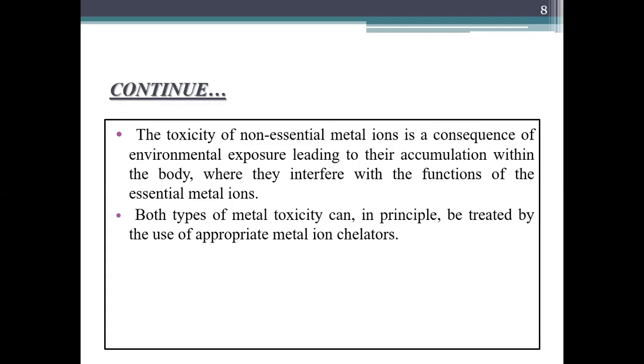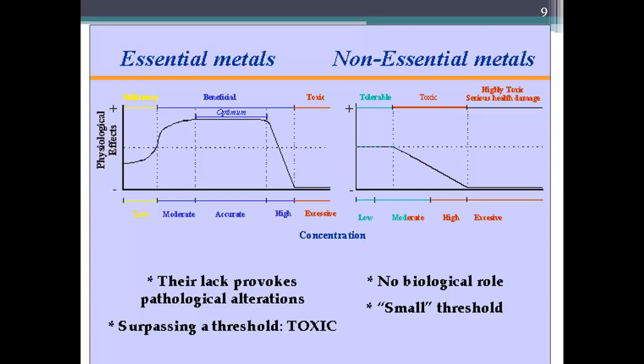The toxicity of non-essential metal ions is a consequence of environmental exposure leading to accumulation within the body, where they interfere with the functions of essential metal ions. Both types of metal toxicity can in principle be treated by the use of appropriate metal chelators. The figure presented in the slide shows essential and non-essential metals and their concentration at moderate, high, and excessive levels in graphical form.